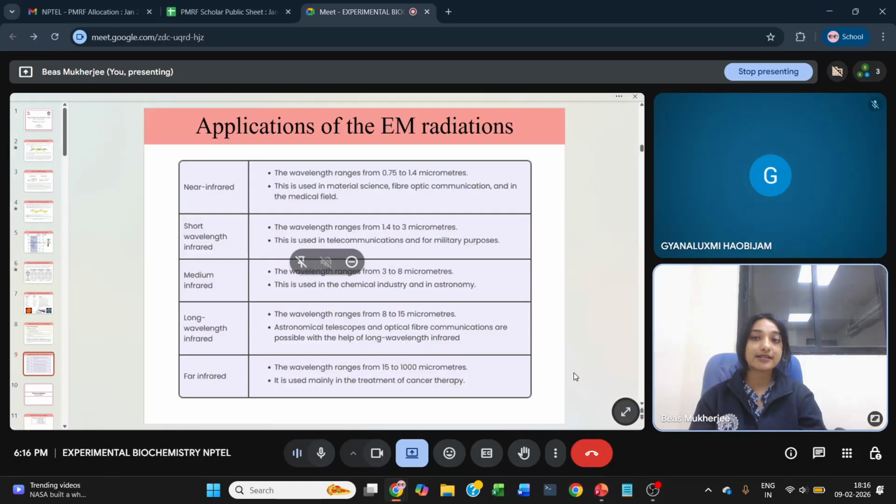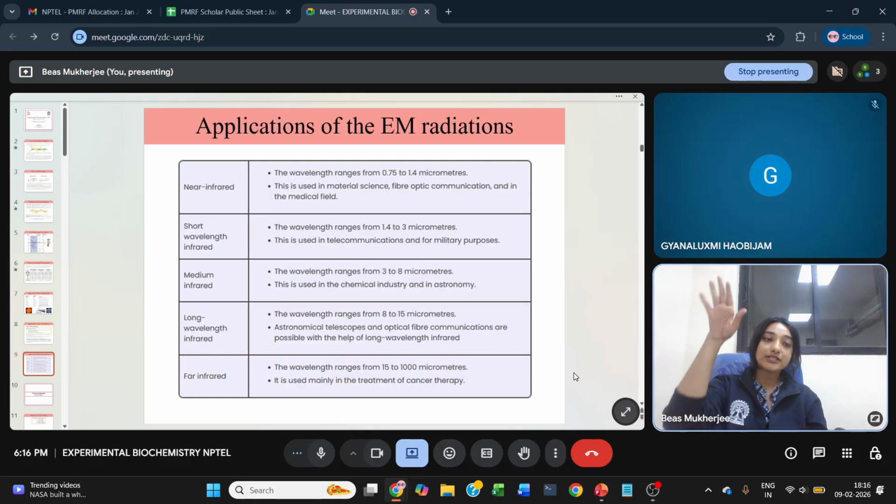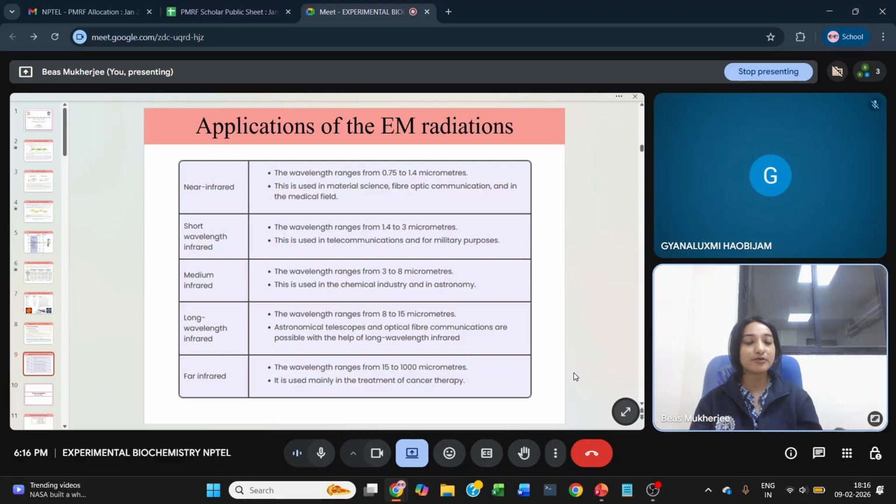So you see that this near infrared, short wavelength infrared, medium infrared, long wavelength infrared, and far infrared, these are the different variations of infrared radiations and their specific applications and their ranges. Wavelength range is given to you, so you can have a look at this. I will not go through this now because we'll be wasting the time of the class, so it's best if you go through this. If there are any questions regarding this, then you'll be able to answer.